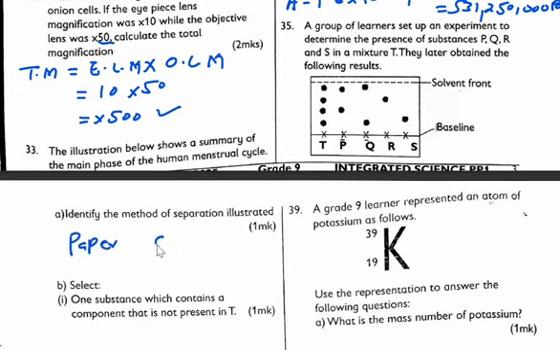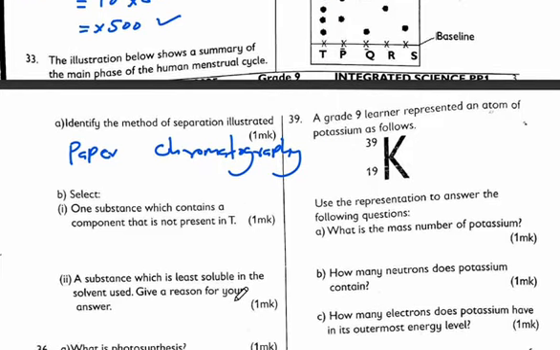Sorry, writing is very difficult using this pen. Write paper chromatography. Part B. Select one substance which contains a component that is not present in T. This one is not in our level, but I'm going to teach you. It is important that you know.